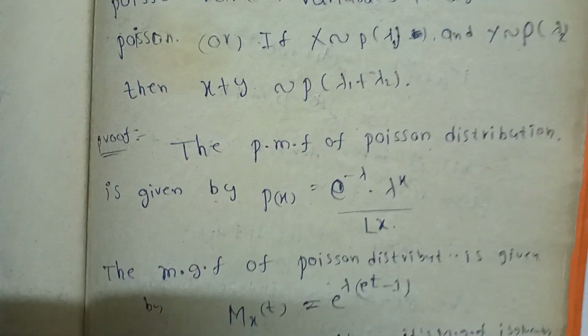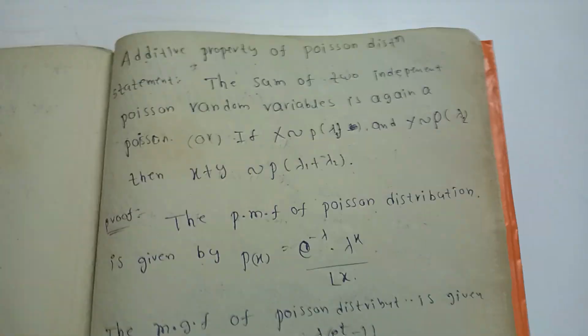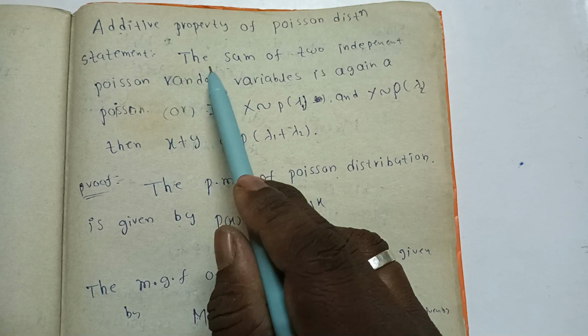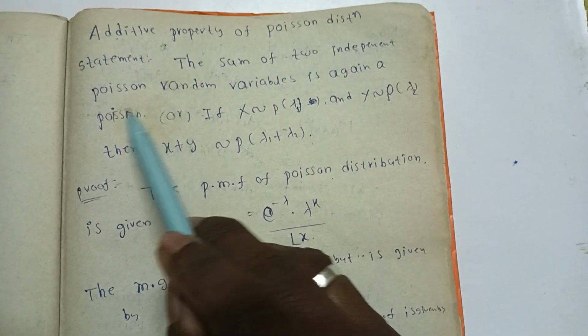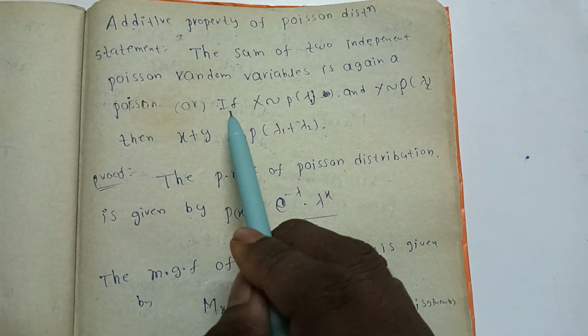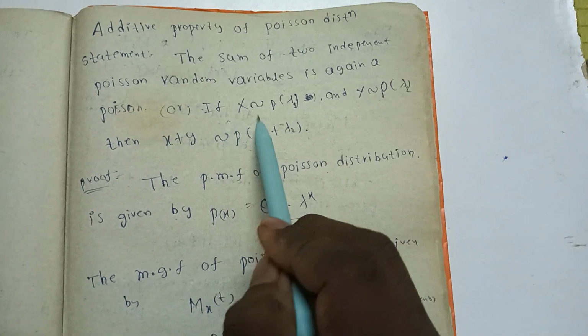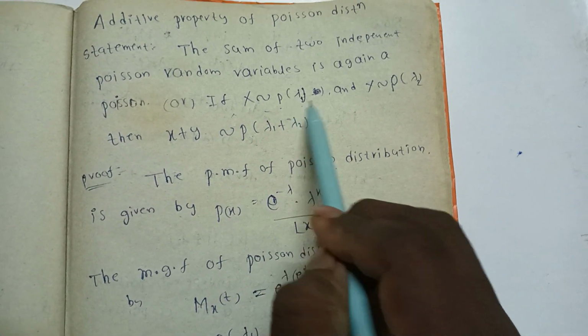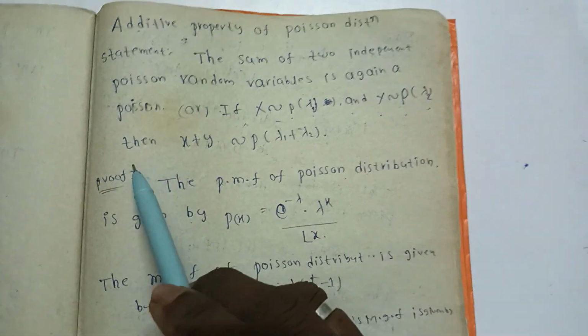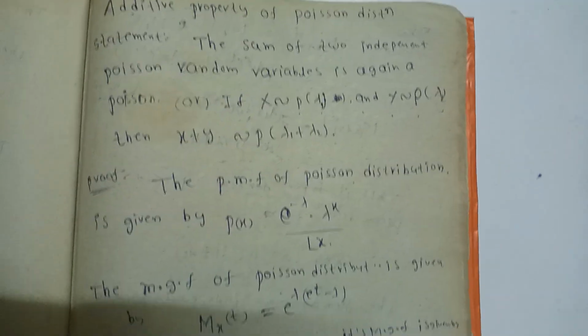The next property of the Poisson distribution is the additive property. Additive property of the Poisson distribution. The statement: the sum of two independent Poisson random variables is again a Poisson distribution. Or else, if x follows Poisson of lambda 1 and y follows Poisson of lambda 2, then x plus y follows Poisson of lambda 1 plus lambda 2.